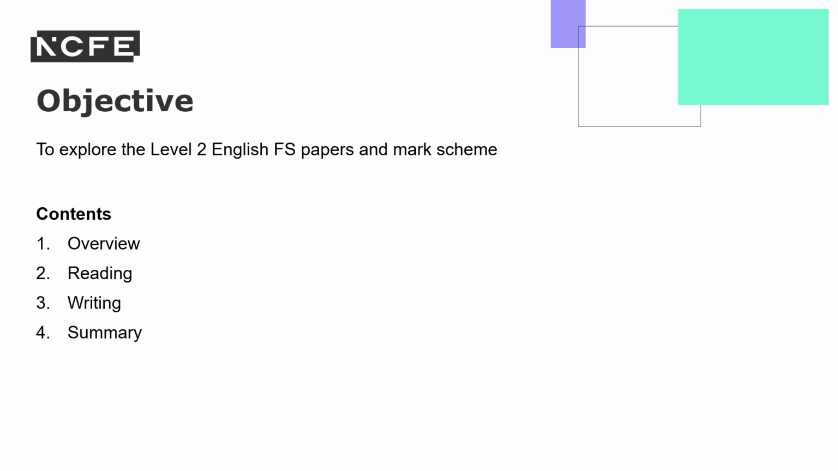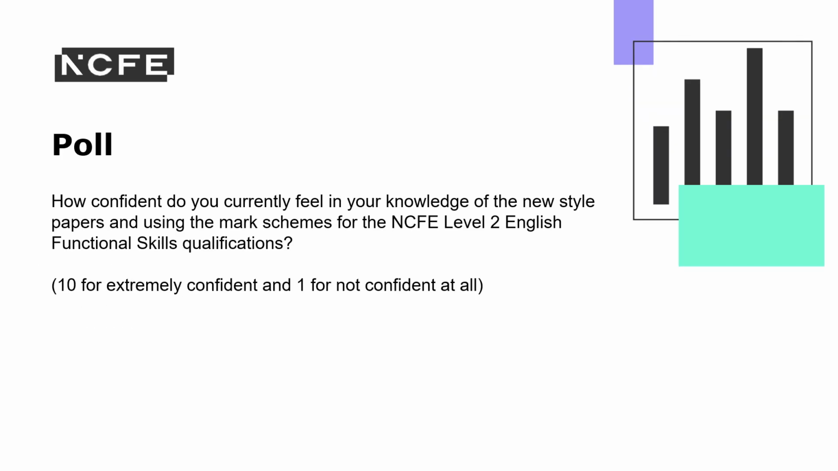So the objective of this session is to explore the Level 2 English Functional Skills Papers and Mark Schemes. We'll look at an overview, then we'll look at reading, writing and a summary at the end. So firstly, an overview of the changes to Level 2.